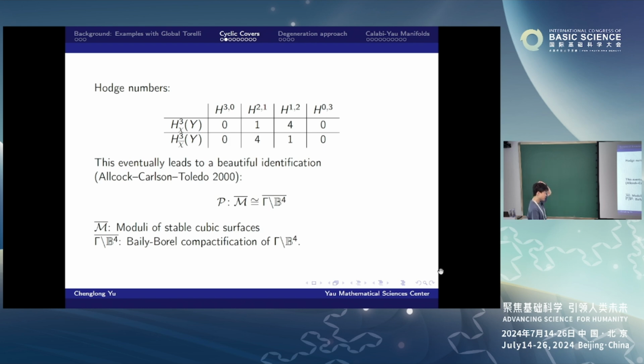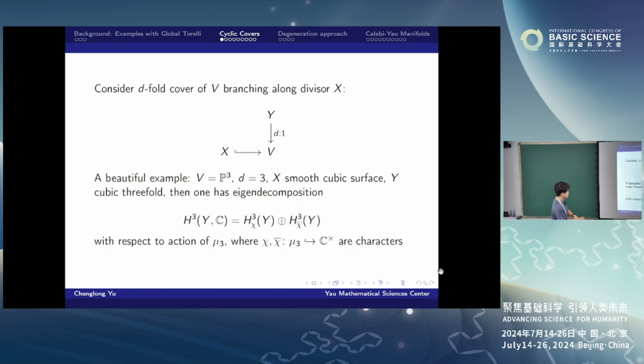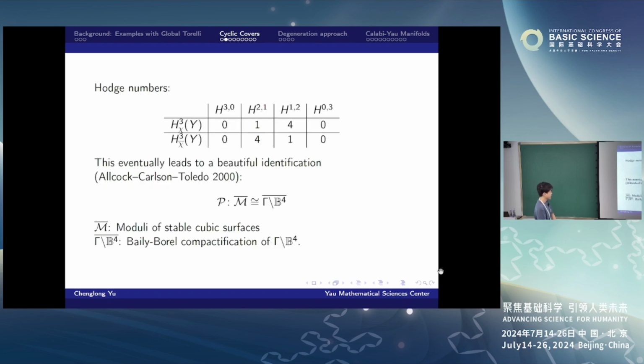But if you fill in all these suitable singular cubic surfaces, and on the right-hand side you fill in some points, then this period map is bijective. So this is this H^3 chi of Y, that fixed point or something like that? It's the eigenspace decomposition. You consider the cyclic group action, and you will have two characters, and it's a decomposition of this type.